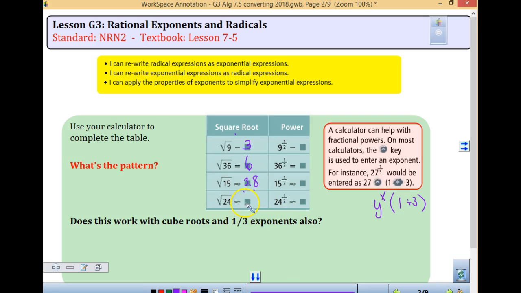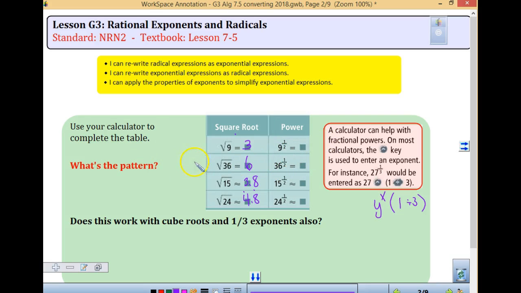Square root of 24. On your calculator, what do we get? Almost. This 4.8, almost 5, right? When you put in 24 to the 1/2 power, did you get the same? Same with 15 to the half, 36 to the half, 9 to the half.